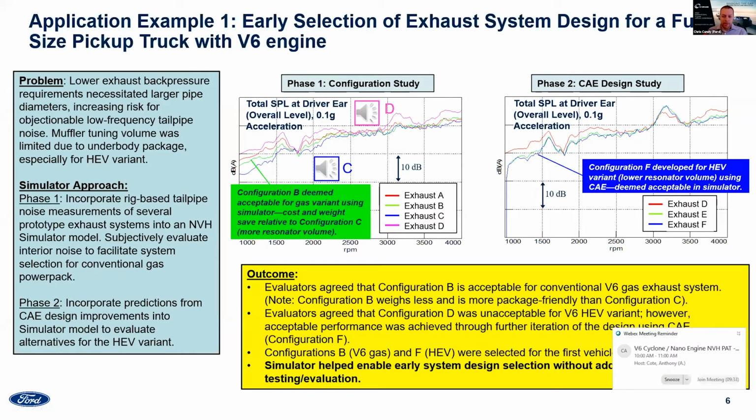The other thing that came out of the study was that exhaust configuration D, which was the pink line and the loudest of these different systems, was unacceptable for booming noise. So unfortunately, this was the only system that could package in the hybrid electric vehicle. So a second phase of the study was kicked off to try to improve upon exhaust system D using CAE. So through some CAE optimization and predictions of the tailpipe noise, eventually an acceptable configuration for interior noise was found. So exhaust system F was chosen for the hybrid electric vehicle variant.